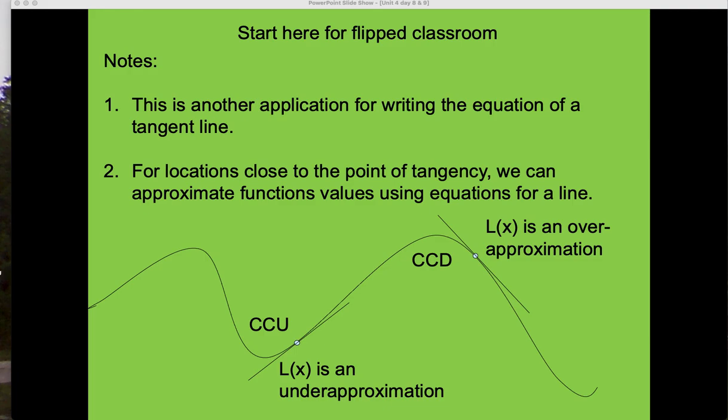So concave up looks like a cup. Looks like it holds water. Concave down looks like maybe it would dump water out. So that concave up curvature means that the linear approximation lies below, so it's an under approximation or an underestimate. Concave down means that linear approximation or that tangent line lies above the curve, so it would be an over approximation or an overestimate.